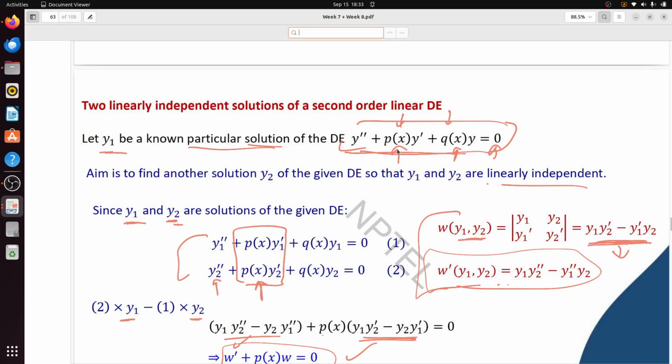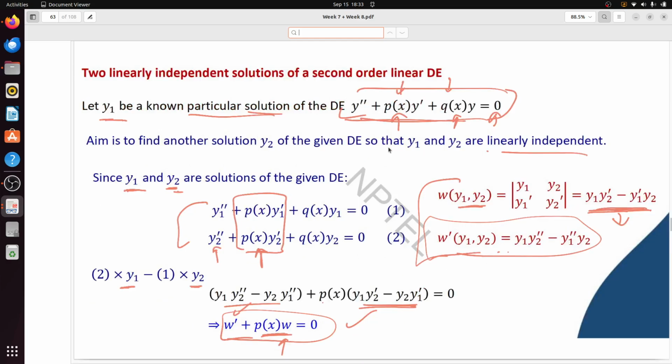Now, mostly we will try to solve second order linear differential equations. Why do we focus only on second order differential equations? Because most of the differential equations that appear in engineering science are actually second order.